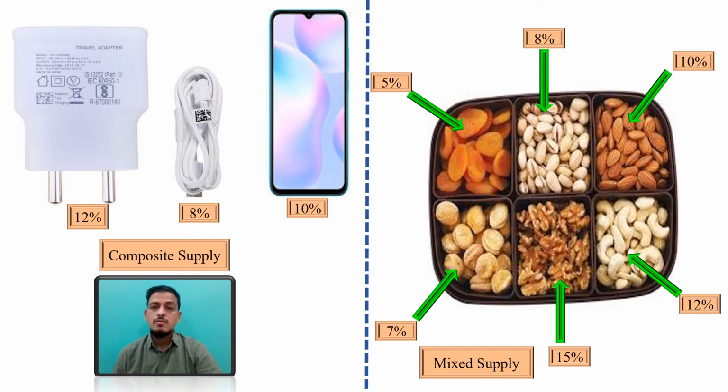Now here the highest rate will apply because in mixed supply, what is the rule? The highest rate will apply to the entire supply. So here the highest rate is 15%, so that is why 15% will apply to the entire supply. So on the basis of this explanation you have to give the answer to the MCQ which will come in the next slide.